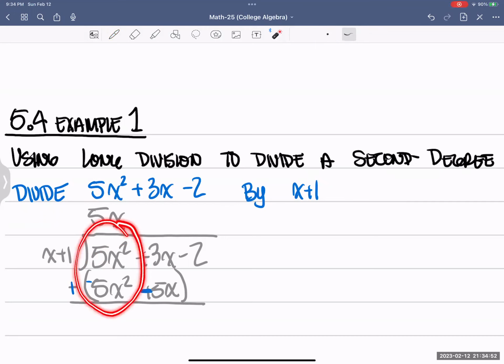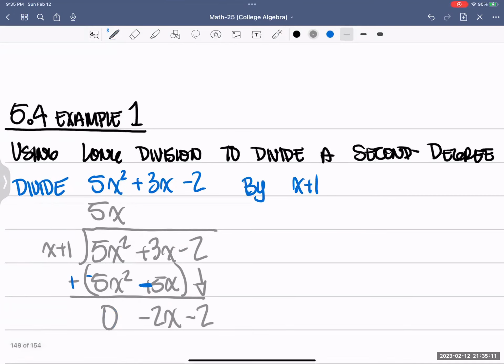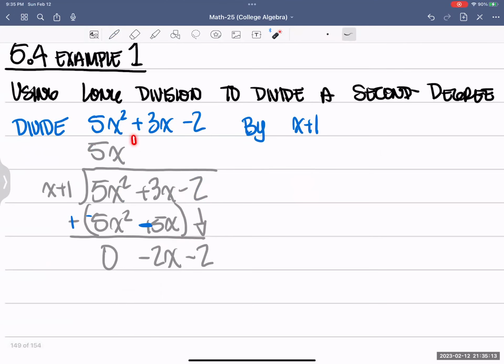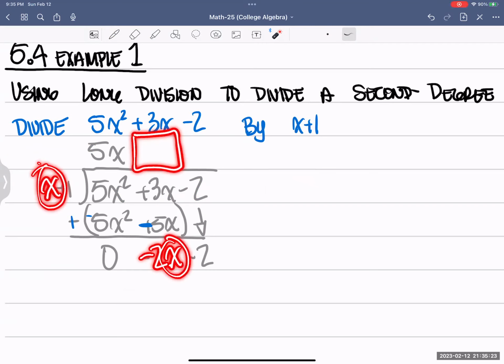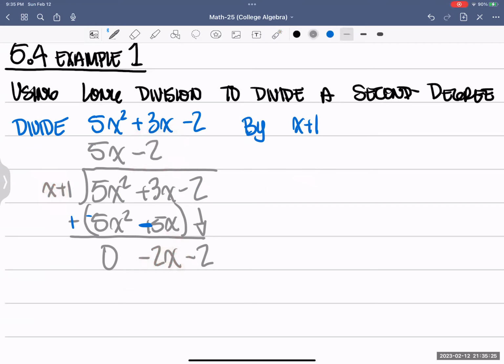Now we have 5x squared minus 5x squared, that's going to be a 0. And here we have 3x minus 5x, that's going to be negative 2x. And we bring this down, negative 2, and we start over again. What do we multiply to x to get us to negative 2x? Here, all we need is a coefficient because we already have the x part. So we just need that negative 2.